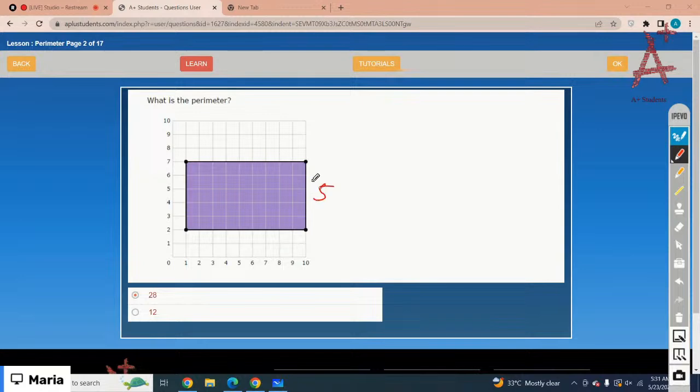You can calculate either by calculating their coordinates or by counting. This is 5. You can count 1, 2, 3, 4, 5. Then 1, 2, 3, 4, 5, 6, 7, 8, 9. So 9, 5, 5, 9. That would be 9 plus 9 plus 5 plus 5. That would be 28. So the parameter of this one is 28. Got it?